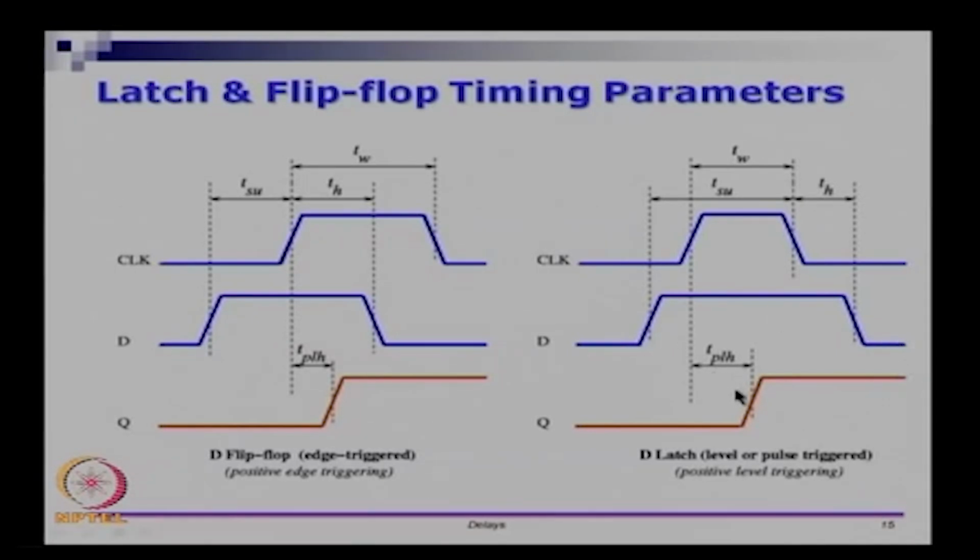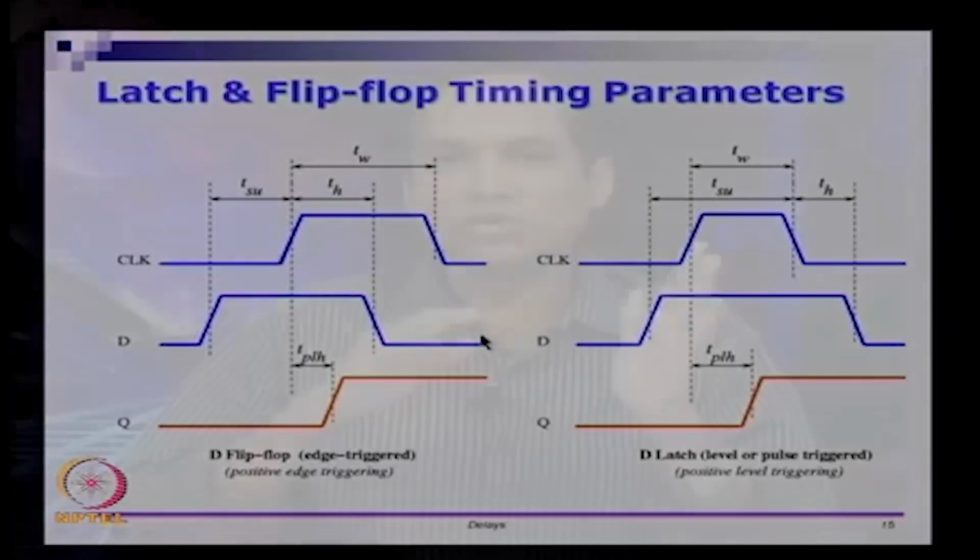However, TPLH is measured from the opening edge of the latch. The opening edge is the rising edge. So from the rising edge you measure how much time it takes for the Q to react, and that is TPLH. And TW in both these cases is the time period for which the clock is kept on. So TW here is the on time for this clock and TW here is the on time for this clock here.